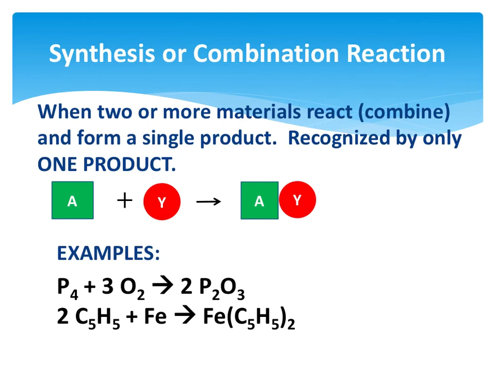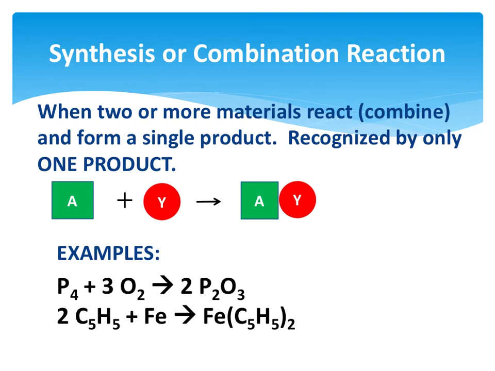So the next type is the synthesis or combination reaction. This is basically just what it means. It's when two or more materials react and combine to form a single product. The key word here is single product, one thing. And therefore, that's how you recognize it. There's only one product.